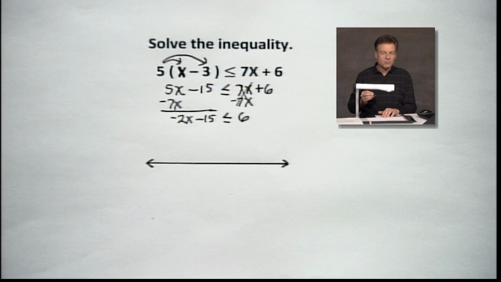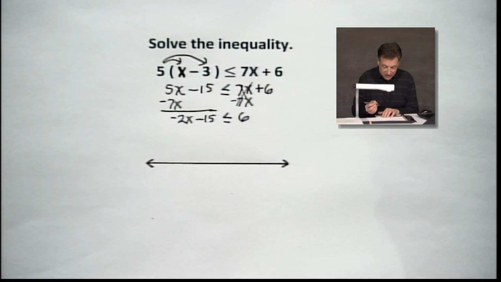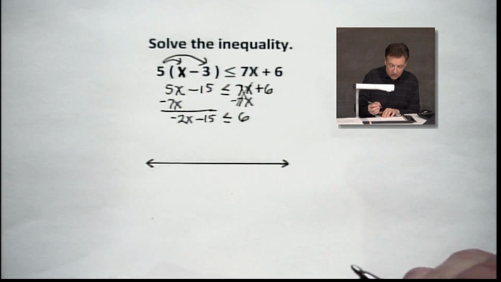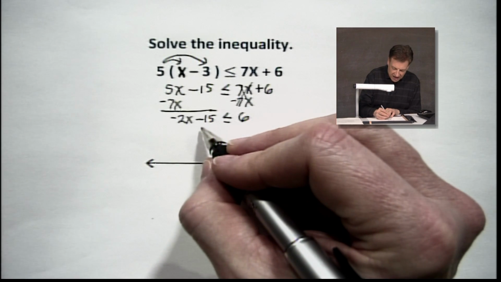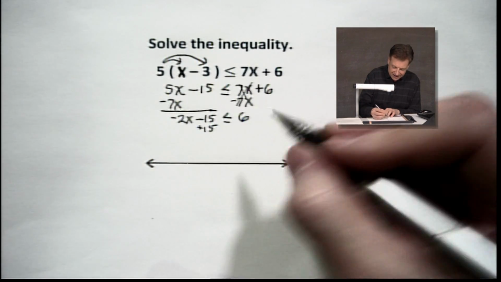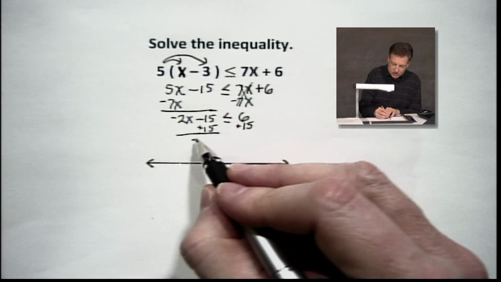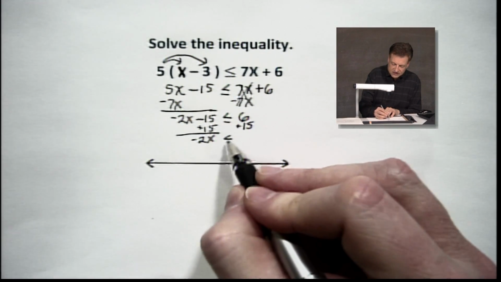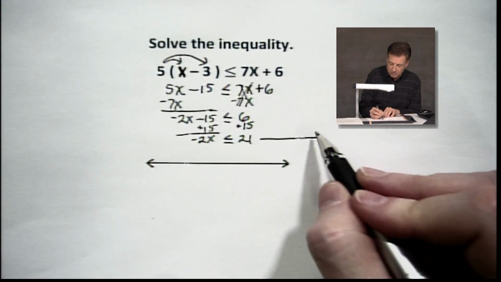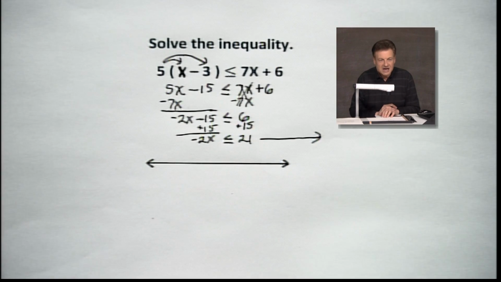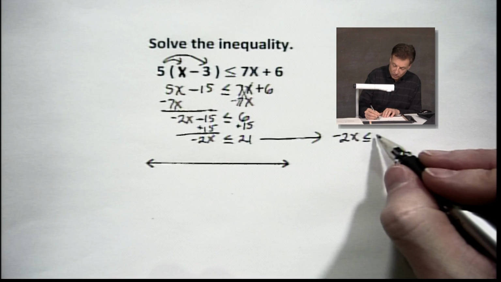Looks like those good old pre-algebra equations, you know? So let's add that 15 over there. We're going to add 15 to both sides. And we're going to have a negative 2x left over, less than or equal to 21. Now, I don't want to mess up my number line here, so we're going to move it out just a little bit this way. At this point, let me rewrite. We've got negative 2x less than or equal to 21.